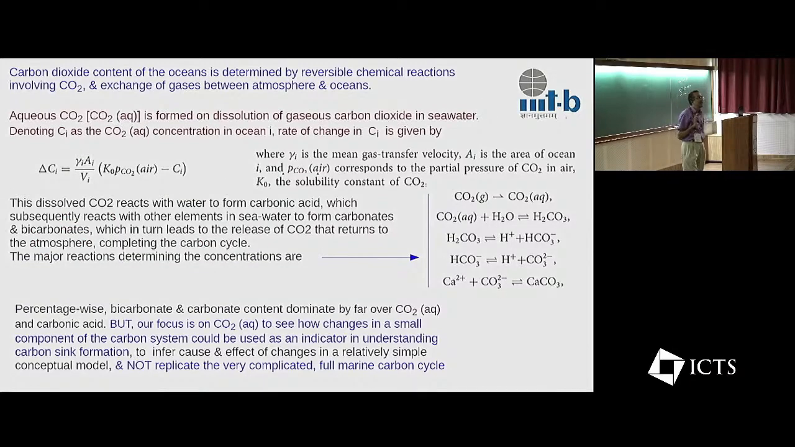Next, you need to see how carbon dioxide that's absorbed into the ocean evolves. There is a very detailed marine carbon cycle in general, of which the predominant terms are the carbonates and bicarbonates. But what we are interested in is the aqueous carbon dioxide that's dissolved in the water. And we're going to take it as a measure of how carbon dioxide essentially is absorbed by the oceans.